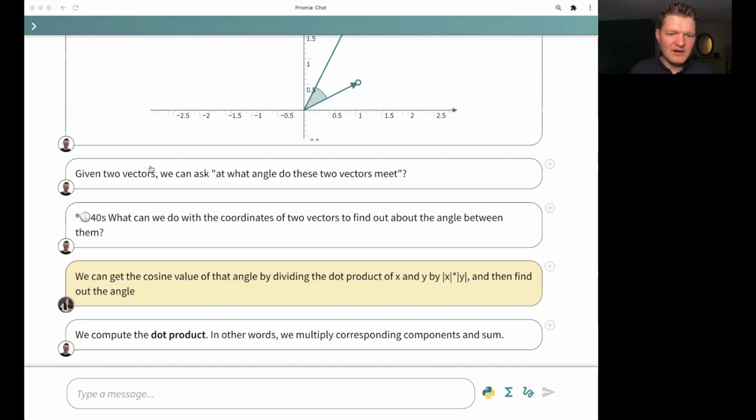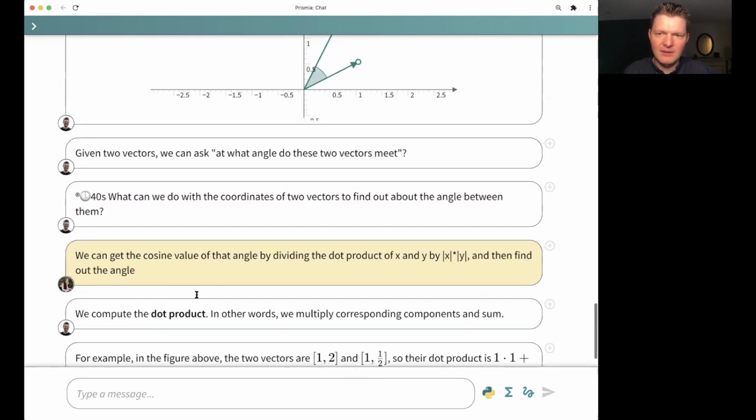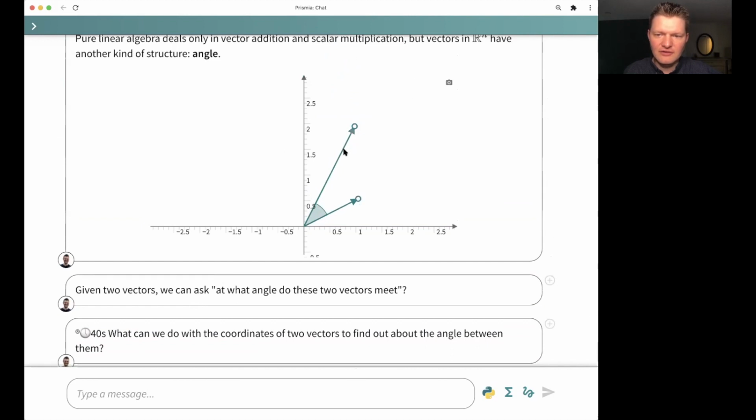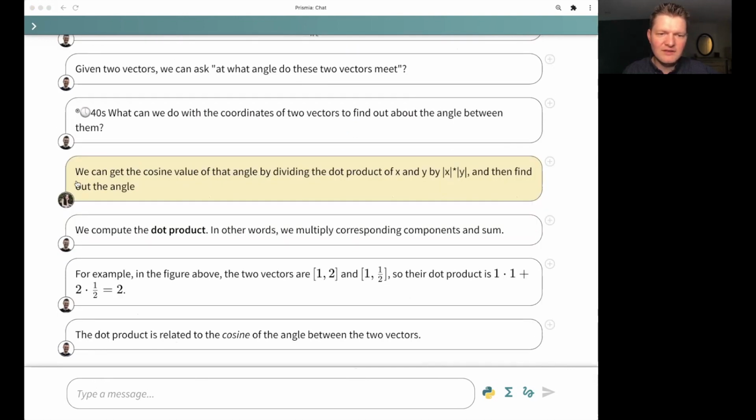The way the dot product works, I'm sure you've seen this, but just to review, is you multiply corresponding entries and add. Like here we have 1 multiplied by 1 and 2 multiplied by a half, and that adds up to 2. So the dot product of these two vectors shown in the figure, which are 1 comma a half and 1 comma 2, is 2. And the dot product, as Manlin was just explaining, is related to the cosine of the angle between two vectors.